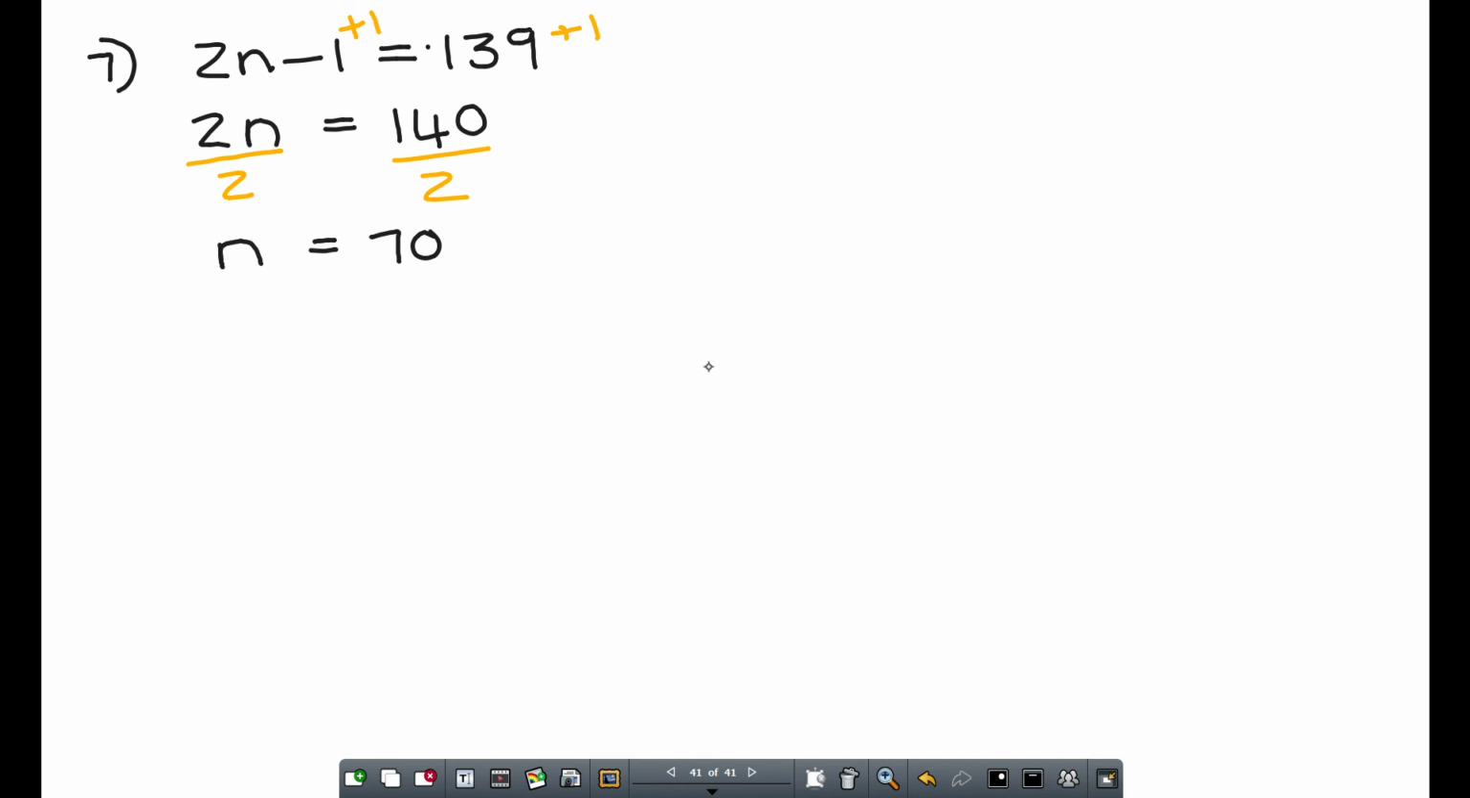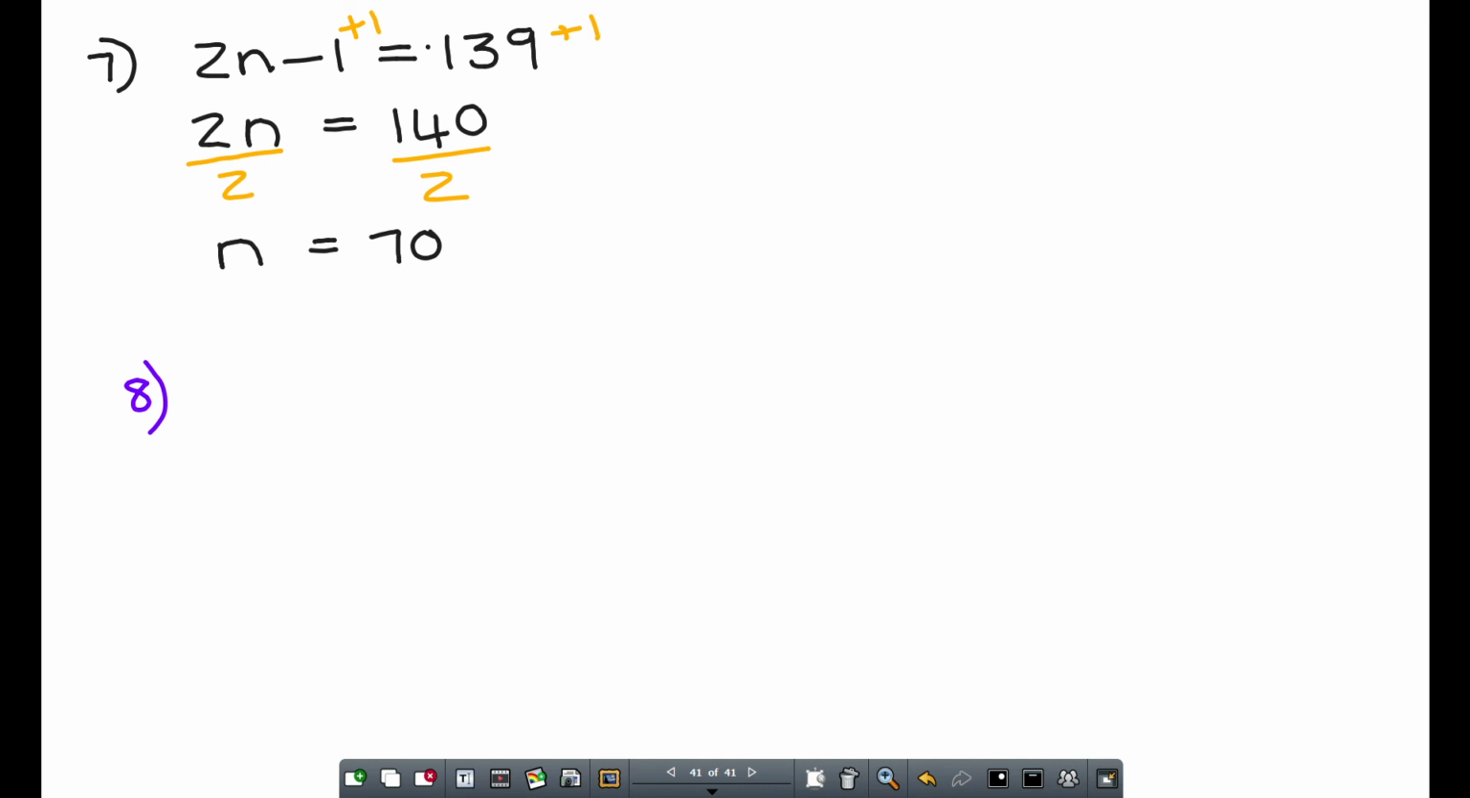Over here, the minus 1 plus 1 gives me 0. And then over here, 139 plus 1 gave me 140. Okay, you could have written that out as a step. That's fine. Okay, now number 8.